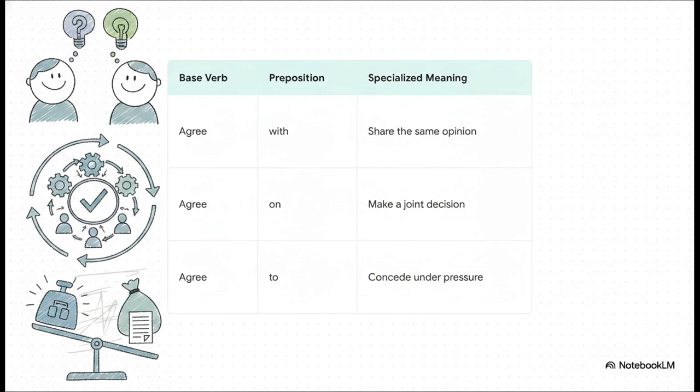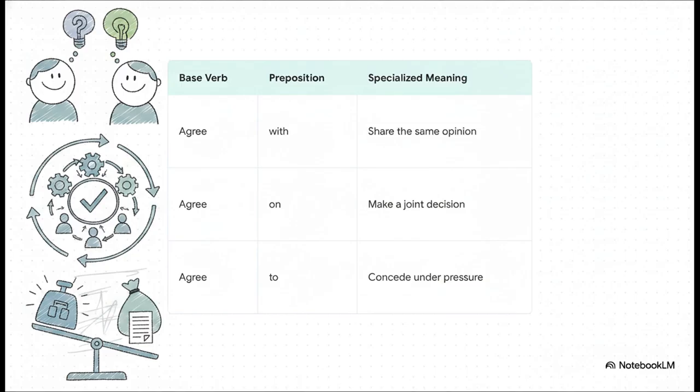If you agree with a researcher, it means you share the same opinion. But if a board of directors agrees on a way forward, they're making a joint decision or policy. And if a company agrees to a sale of its assets, it often implies conceding or submitting, maybe even under pressure. The base verb stays exactly the same, but the specialized meaning shifts dramatically based entirely on the preposition you choose.